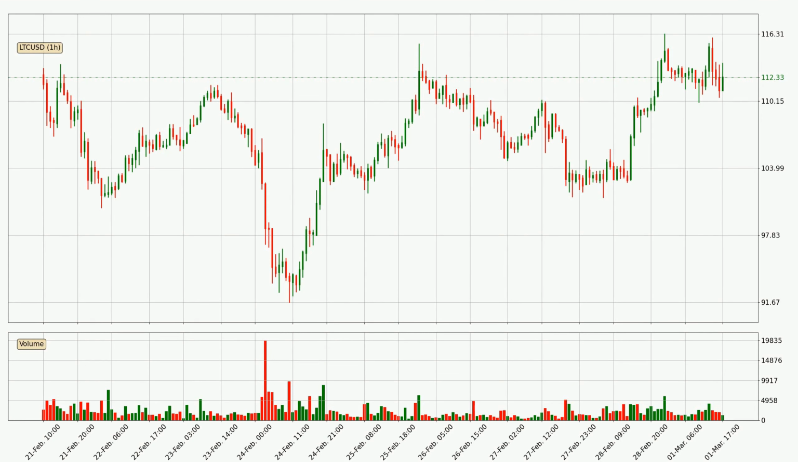Looking at the Litecoin hourly time frame, the price went up by around 2.9% in the last 24 hours, with a current price of 112. But the volume wasn't very high, so the move wasn't very strong.